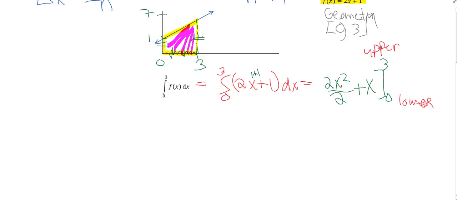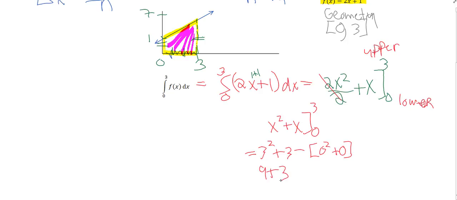So let's simplify this. This becomes x squared plus x, and we're going to look at it from 0 to 3. We're just going to plug in 3 squared plus 3 minus the value of 0 squared plus 0. And this is going to give me 9 plus 3 minus 0. And in fact, that does equal 12.